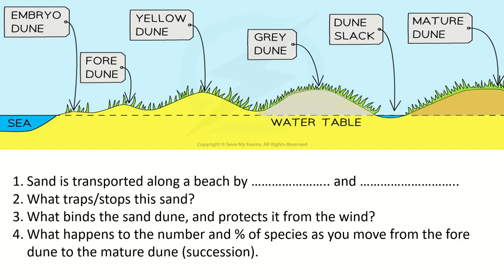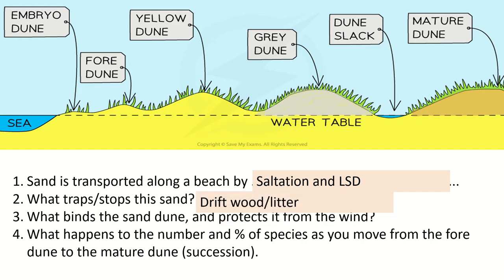So, sand is transported along a beach by saltation, which is where the sand bounces along, and longshore drift. But something stops it and traps this sand. And that could be some driftwood or some litter that prevents that sand from moving down the beach in its normal pattern. Now, it should just blow away, but it doesn't, because vegetation like marram grass protects it from the wind. Its deep roots bind the soil together to create these yellow dunes and grey dunes.